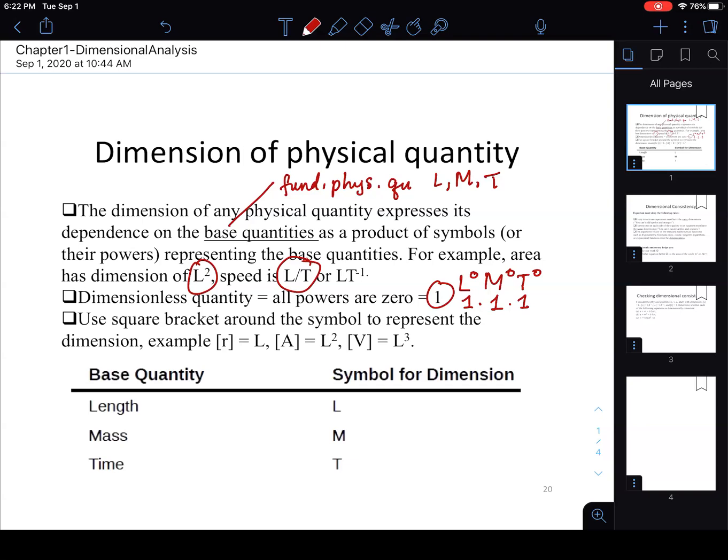We use brackets around a symbol to represent its dimension. For example, R for radius: the brackets around R equal L, length. Brackets around A equal length squared, and brackets around V equal L cubed. Brackets around S for speed equal length over time. These are the symbols that we use for length, mass, and time.